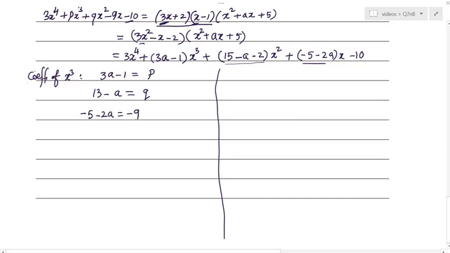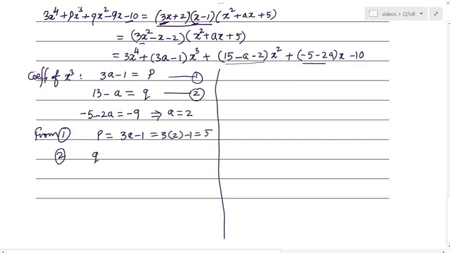Now we can see that the third equation straight away gives me the value of a, so I'll solve it, and that will give me a is equal to 2. Now I'm left with equation number 1 and equation number 2. We don't have much to do here. From 1 I get p is equal to 3a minus 1, which is 5, and from 2 I get q is equal to 13 minus a, which is 13 minus 2, which is equal to 11.